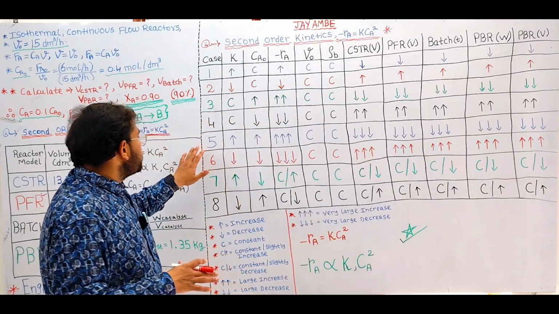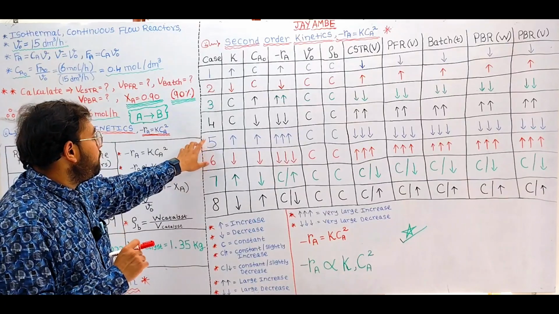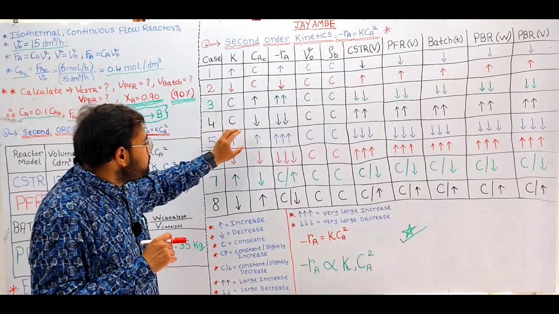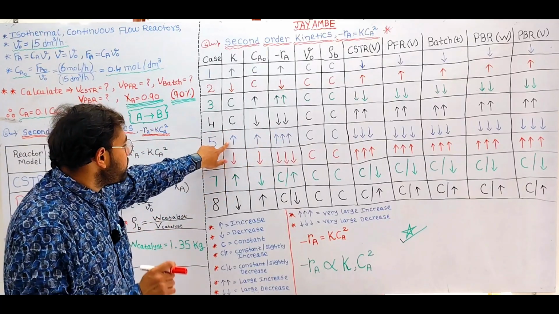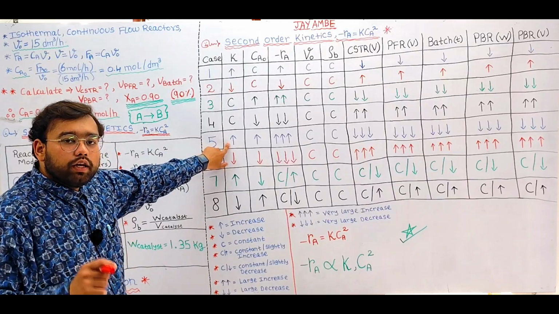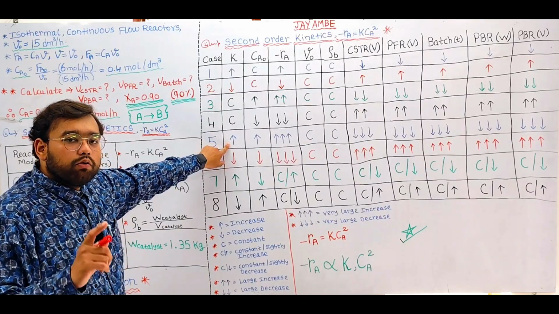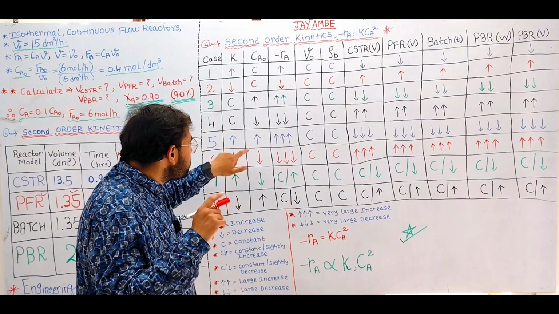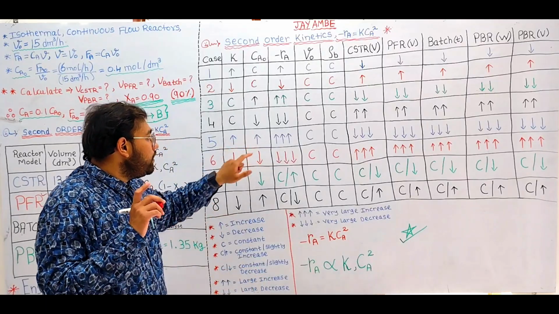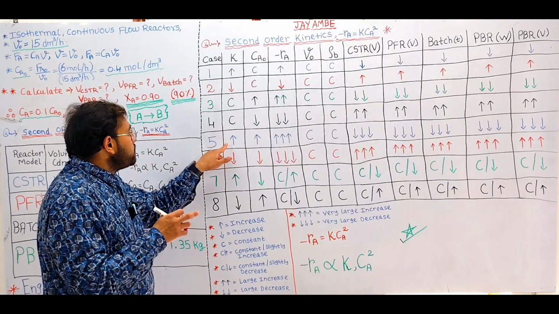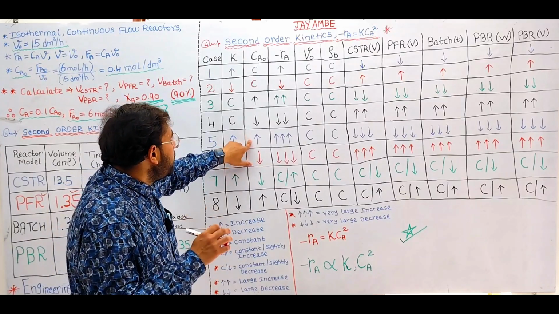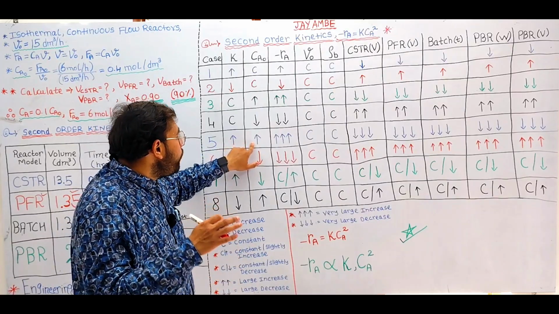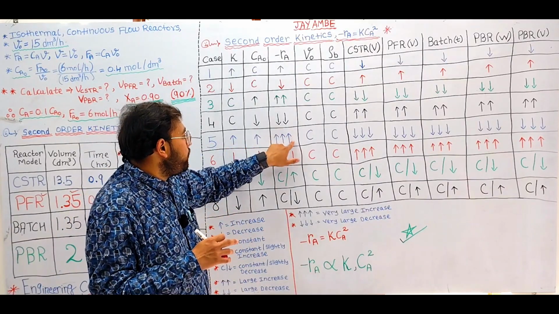So let's understand the engineering interpretation for the fifth case. This phenomenon is observed when there is an increase in the temperature of the reaction environment. Due to the increase in temperature, the rate constant will increase, and simultaneously the initial concentration of the reactants is also increased. So the simultaneous increase of both the rate constant K and initial concentration C0 results in a multiple-times, very large increase in the reaction rate.